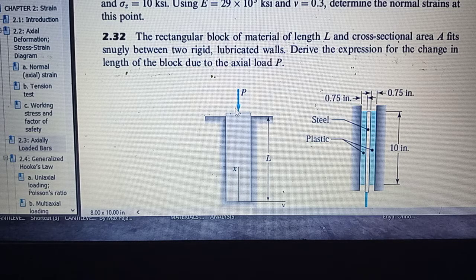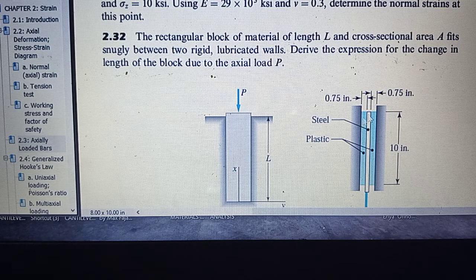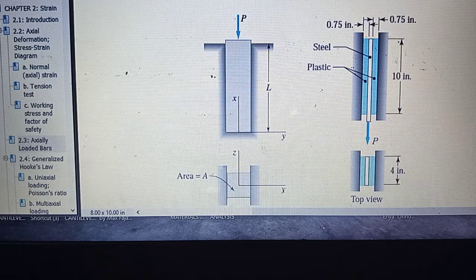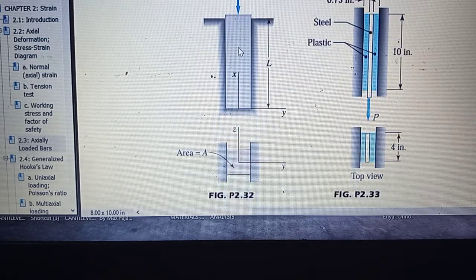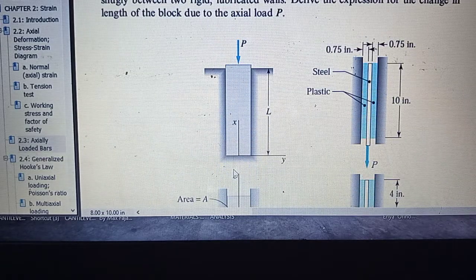We apply it here at the top. And this is the cross-sectional area. I mean, this is for another problem. This is the cross-sectional area, problem 2.32. This is the solution for the problem.